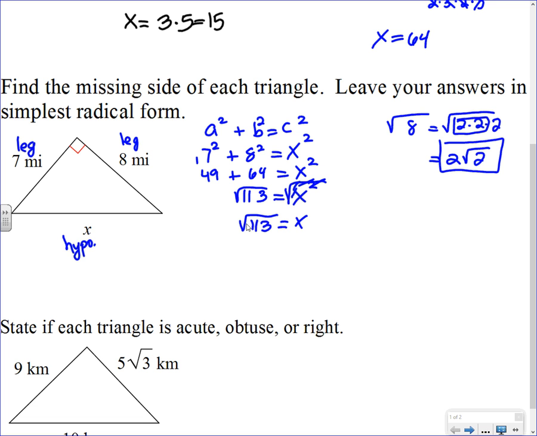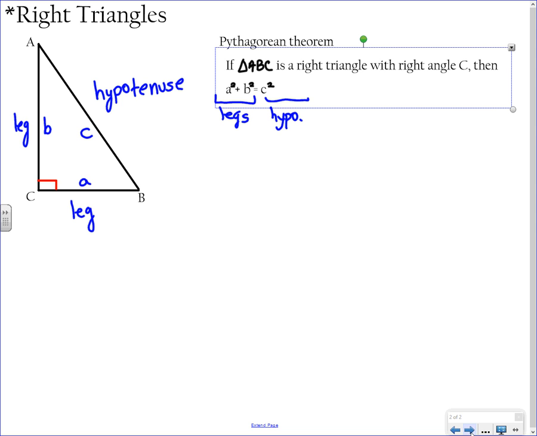Now let me tell you something about the Pythagorean theorem. Okay, that is the Pythagorean theorem. Now something you should know is the converse. There's a converse of the Pythagorean theorem, and that one says the following.